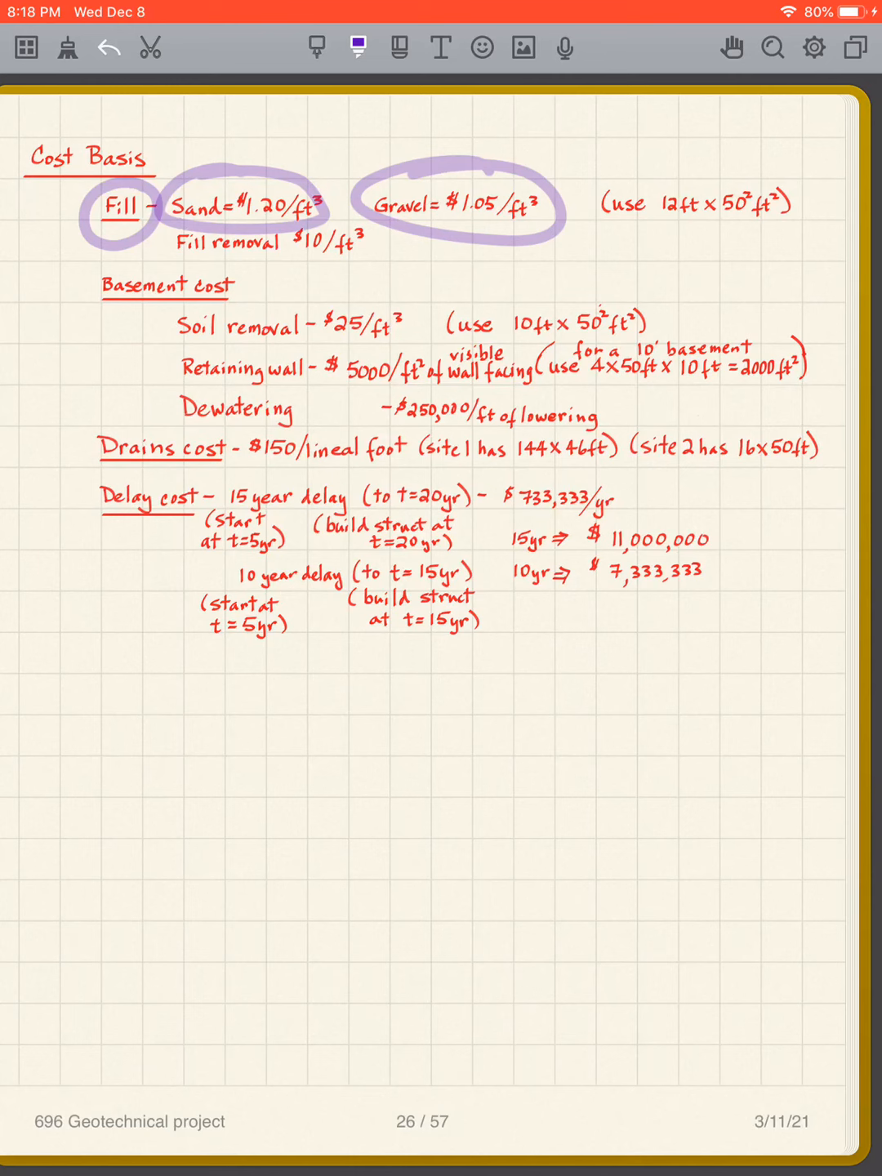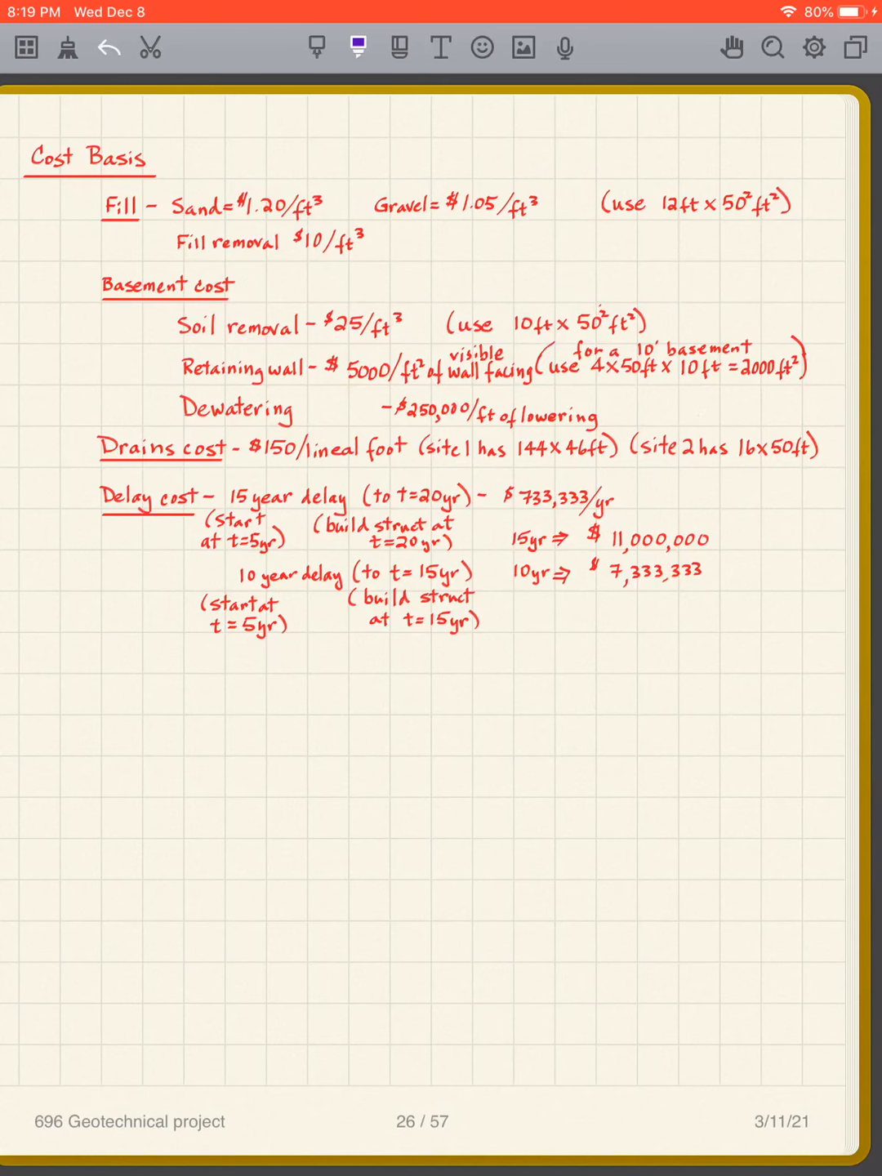And where does that fill go? Well, we're just going to say that it's 12 feet of fill, and it's just going to cover the building footprint, which is 50 squared. So you get the volume from that. To remove fill, it's going to cost $10 per cubic foot. Then, if there's a basement, the soil removal in the basement is more expensive. It's $25 per cubic foot. And we're going to use 10 feet for a 10-foot basement times 50 squared, the footprint.